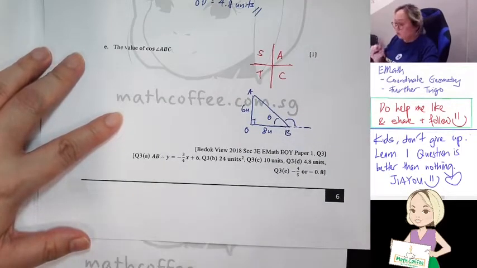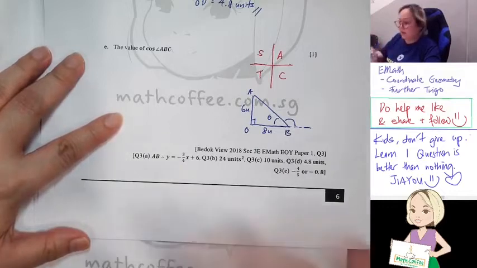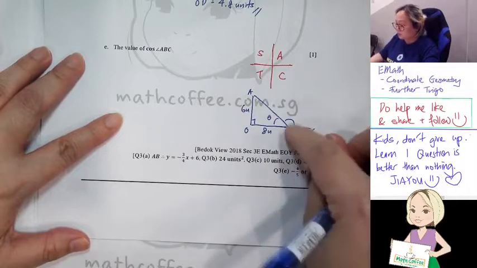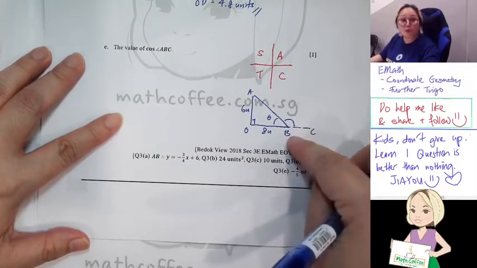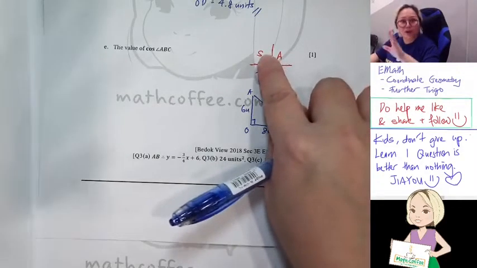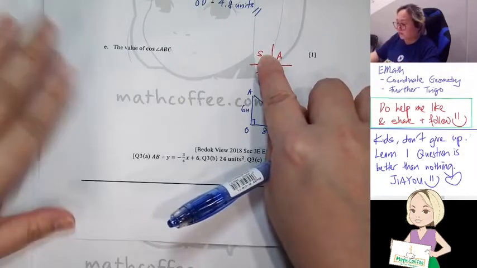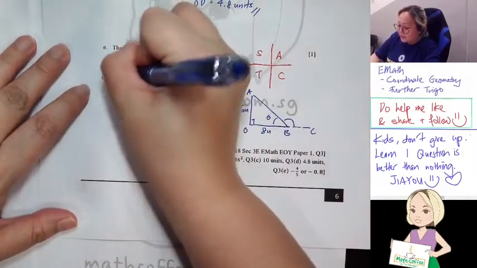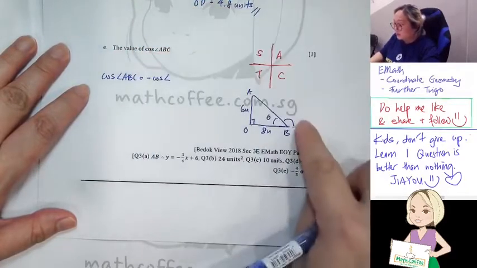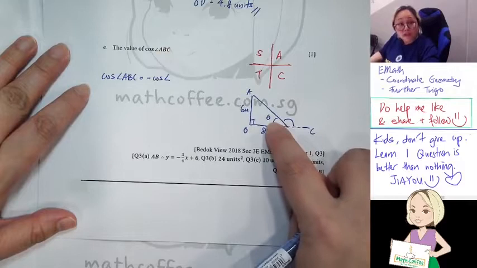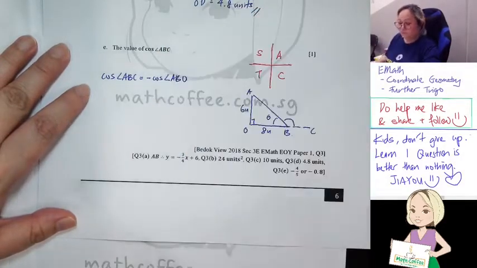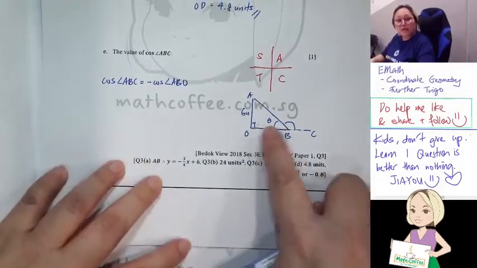So what you need to know is for E Math, you can just memorize. Cosine ABC. You see your ABC is obtuse. Obtuse means in the second quadrant. In the second quadrant, sine is positive, but my cosine is negative. So you will write cosine angle ABC is equal to negative cosine of the acute angle, which is the theta. In this case it is ABO. You see that? It's the straight line.